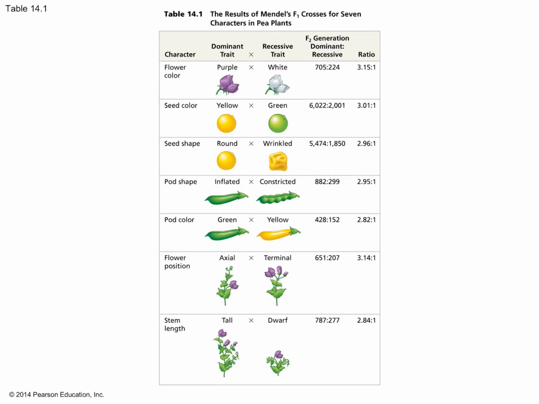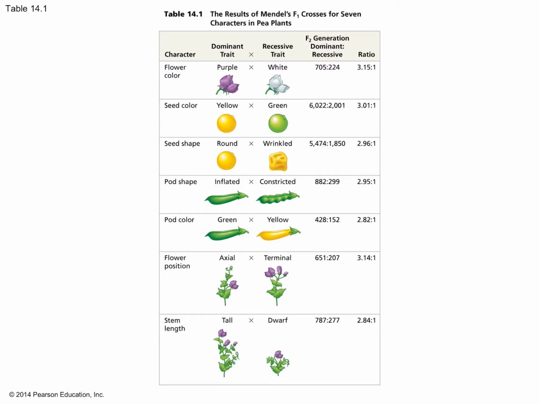So again, this is how he knew that what he saw in his flower color character experiment, purple versus white, was not just a fluke unique to that particular character. It was something systemic in the way that the genetics works, because he saw it across all 7 different characters. All right. So he gets these results.